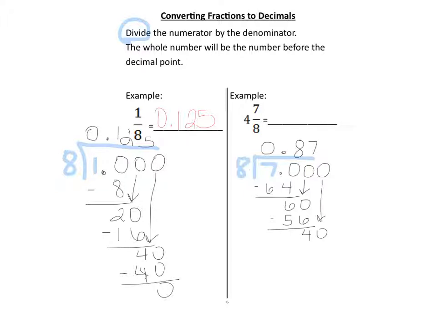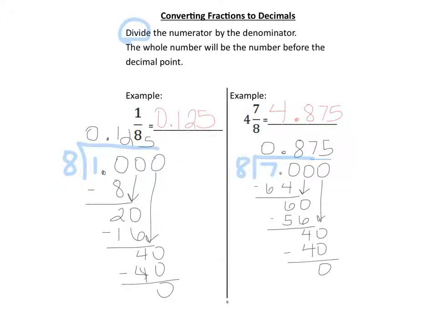8 goes into 40 5 times. 8 times 5 is 40. Since the 0 for 40 was the third 0, the 5, to say that 8 goes into 40 5 times, has to be above that third 0. So the decimal we end up with is 0.875. 4 was the whole number on the mixed number, so therefore 4 is the whole number for the decimal.